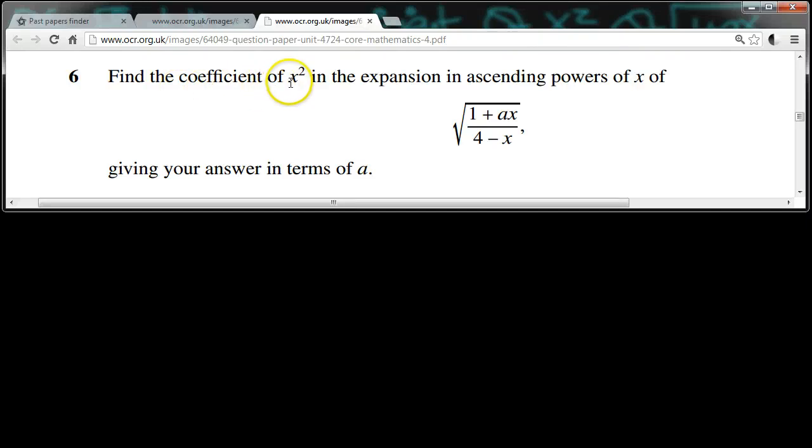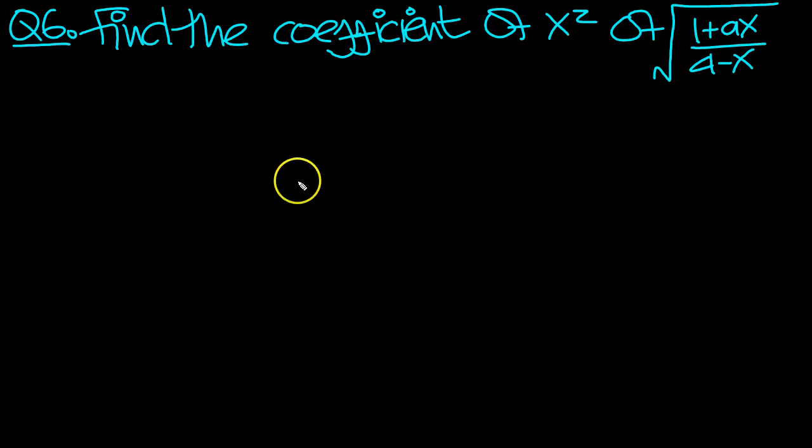Find the coefficient of x squared in the expansion in ascending powers of x of the square root of (1 plus ax) over (4 minus x), giving your answer in terms of a. So here's the problem then. Let's have a look at it. Let's use the binomial theorem to expand this series.